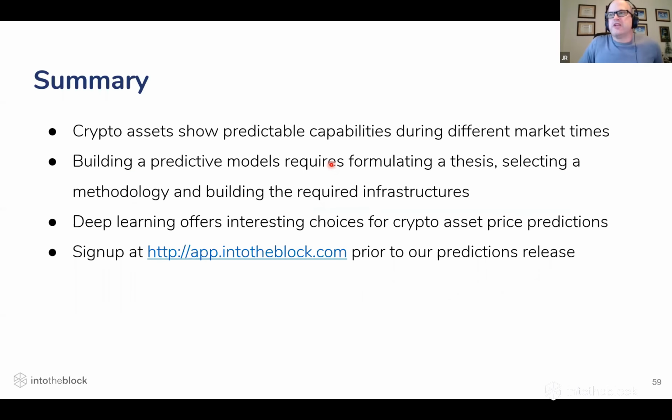So a quick summary, and I want to tell you about the next webinar. Crypto assets are predictable. They're predictable for certain periods of time, certain market conditions, but they are predictable. So if you're working on this, first formulate a thesis, select a methodology, and then figure out how to operationalize it. From everything in the market, the most innovative research is coming in the deep learning space.